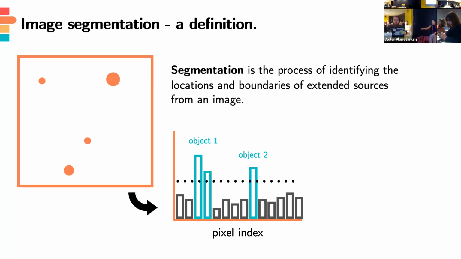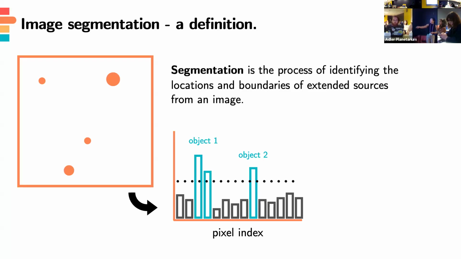You might have pixel index on the x-axis, and then this is flux on the y-axis. So say you have a sky background and you have some threshold over which you say, okay, if my pixel is above this threshold, then it's going to be a significant detection. Using this class of algorithm, you can identify, oh, here's my object 1 over here.